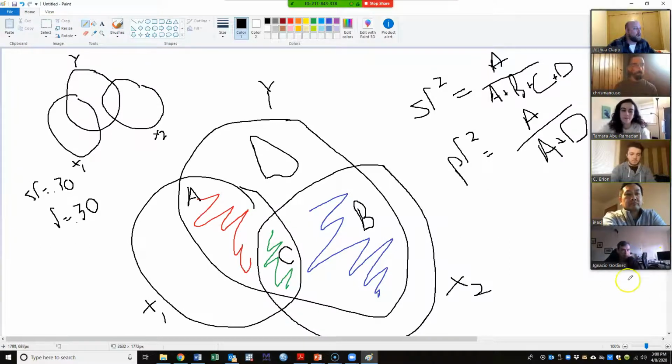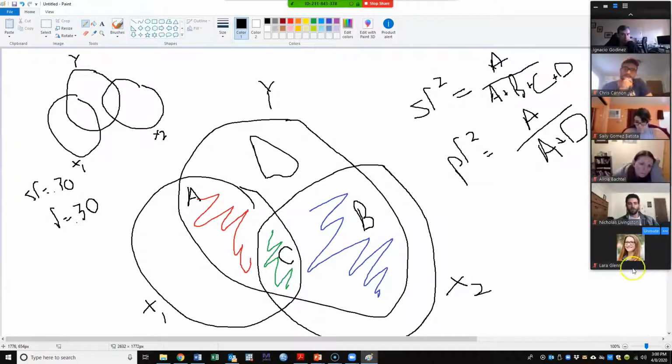So anybody else, any other questions that people have about interpreting our partial correlation, R, semi-partial correlation, so on and so forth?